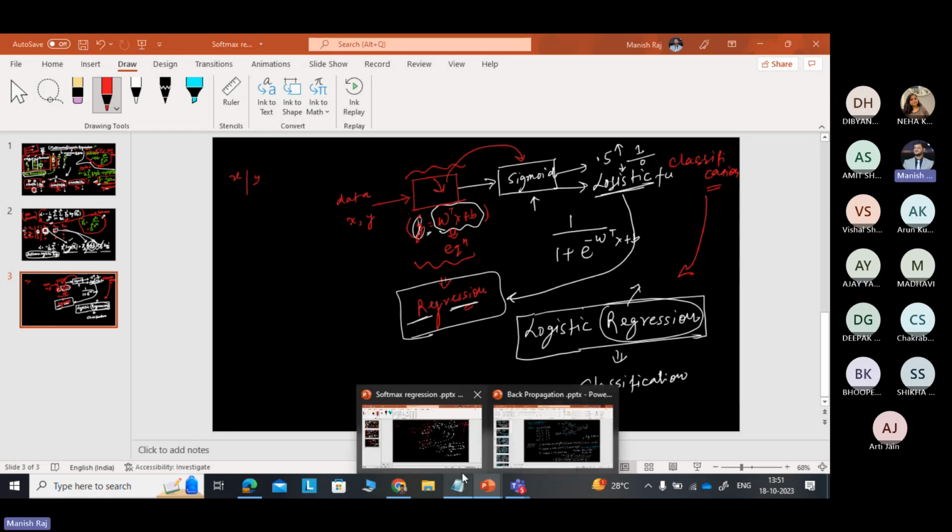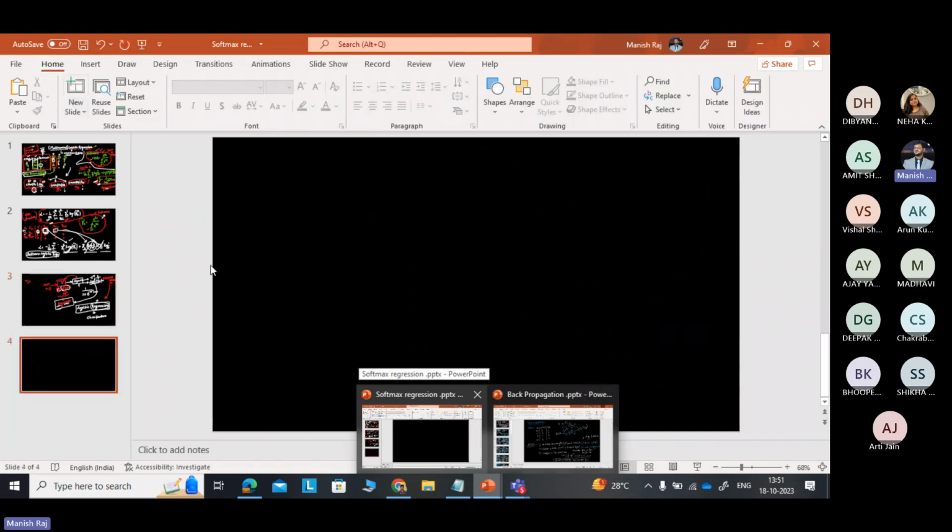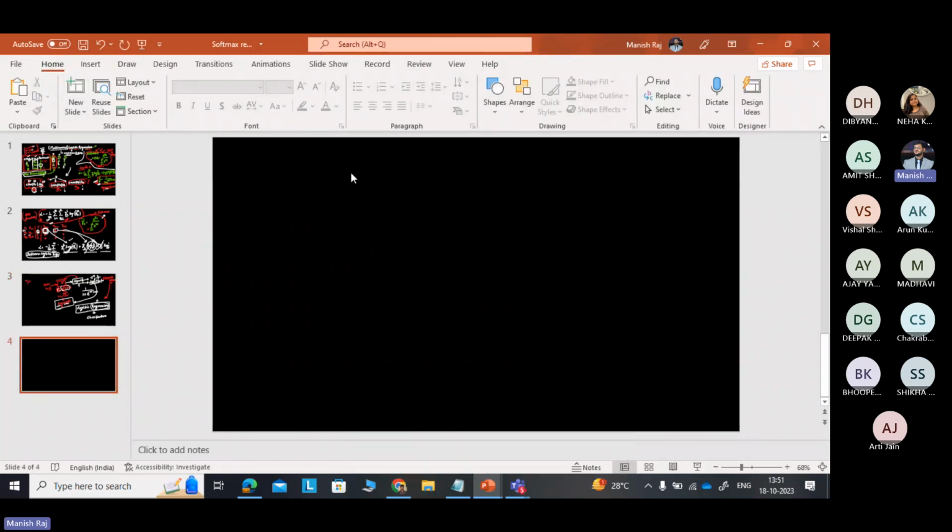If this is clear, then I will move ahead. Everyone is clear? Okay. But in the last class, I think everyone knows this fact. What I am telling you, when you are using logistic regression, one thing is there. The problem should be linearly separable. Yes, everyone knows this part. The problem should be linearly separable.